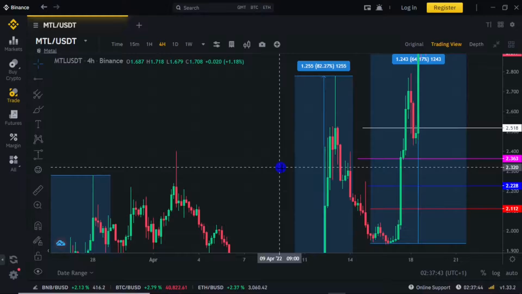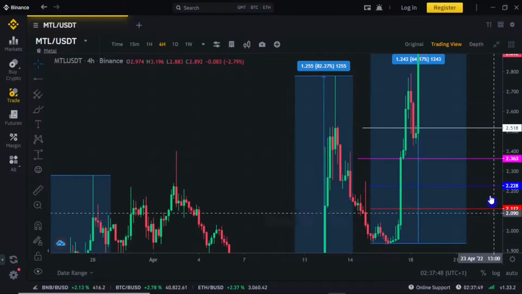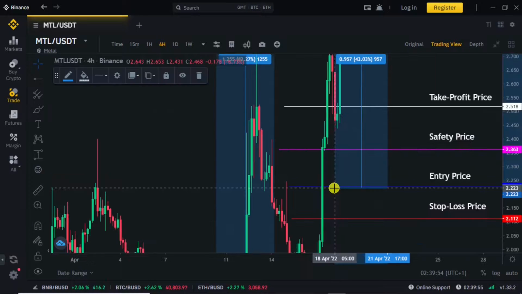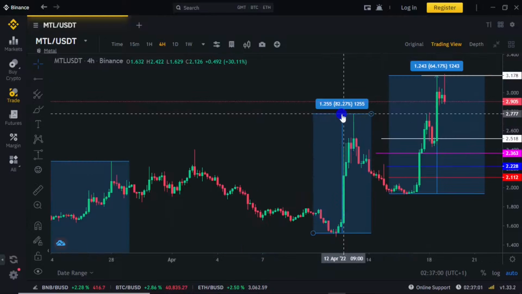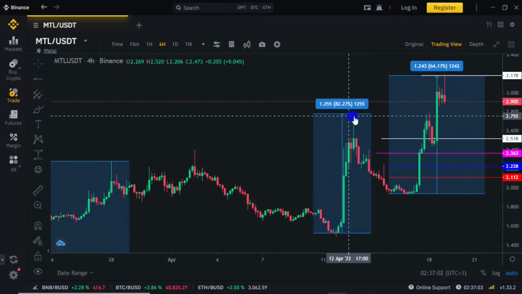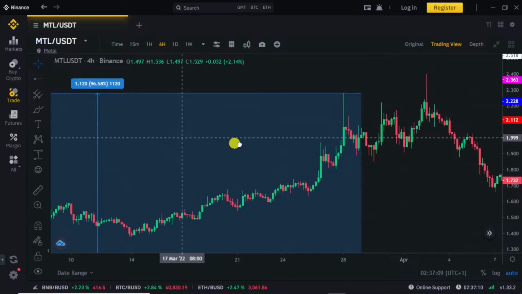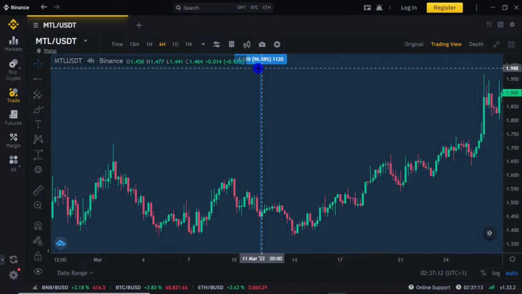But on the other hand, what if the price action only touched your entry price before it decided to dump back down to the stop loss price? That means you will lose exactly 5.5% of your trading capital, which is approximately $55. So as you can see, your profit will be approximately 7 times your expected loss. And that's exactly how to trade the MTL USDT cryptocurrency pair with the trend scraper technique.